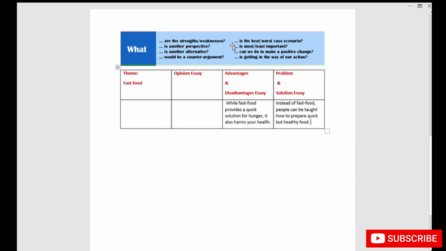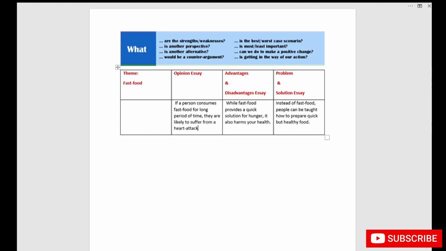And let's look at this question. What is the best and worst case scenario? This can go with the opinion essay. Imagine that we are agreeing with the idea that fast food should be banned in schools, and we are disagreeing that it should be sold in schools. So I can say, if a person consumes fast food for a long period of time, they are likely to suffer a heart attack. So this will be one of the worst case scenarios, where a person loses their health because of eating too much fast food.